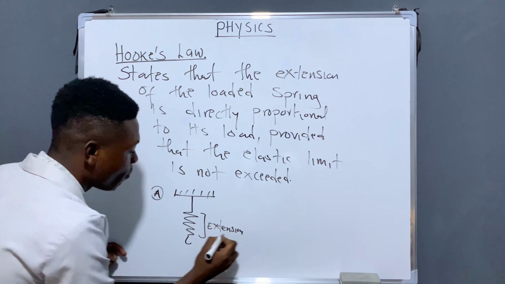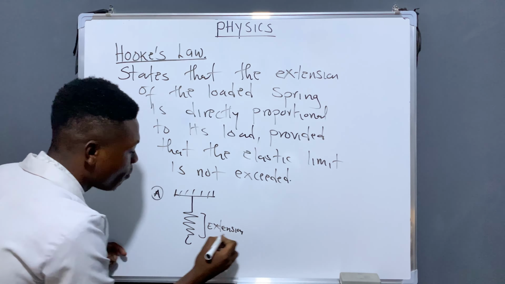So before putting the load, it was 5. That's why the extension was 5. After putting the load, the extension was 15. So, as we have said, Hooke's law states that the extension of the loaded spring is directly proportional to its what? To its load.